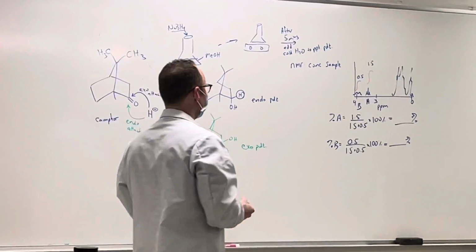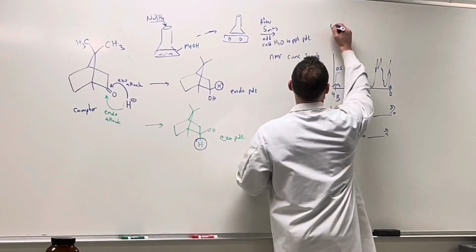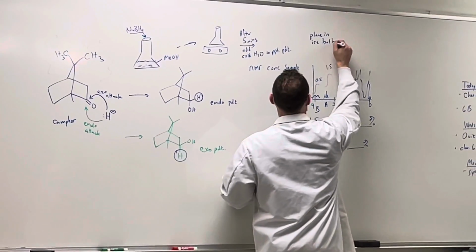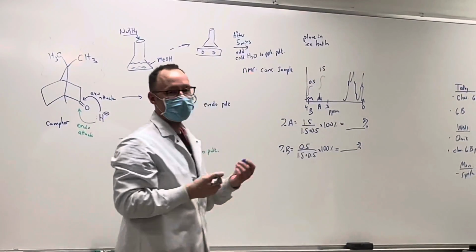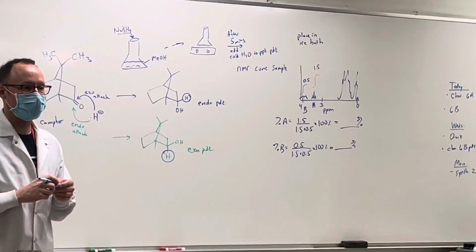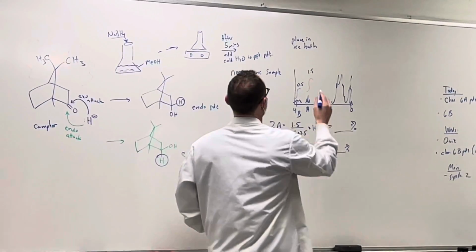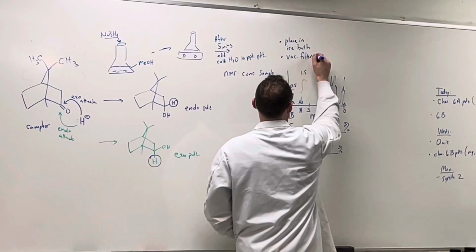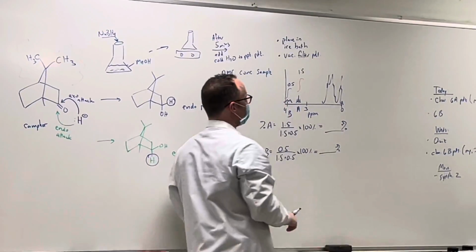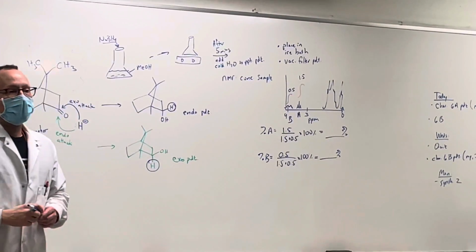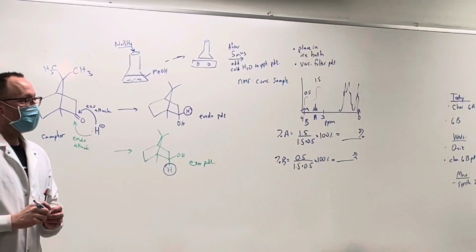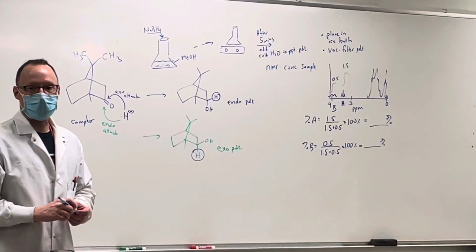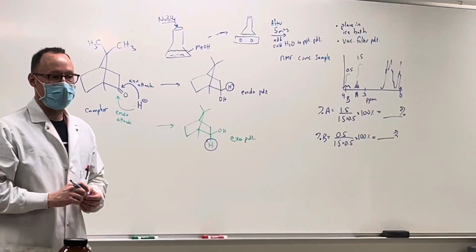Once you see precipitation, place it in an ice bath for about 5 minutes or so, just get everything as cold as possible. And then you're going to vacuum filter the product. Okay. Now remember, you're essentially filtering this out of water, so it's going to be fairly wet.